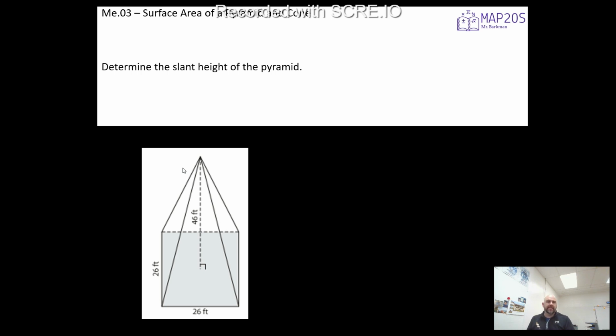When we want to find the surface area of a pyramid, we have to know what the slant height is, because for the triangles around the outside, the lateral area, we need to know the height of those, which is in fact the slant height of our pyramid.